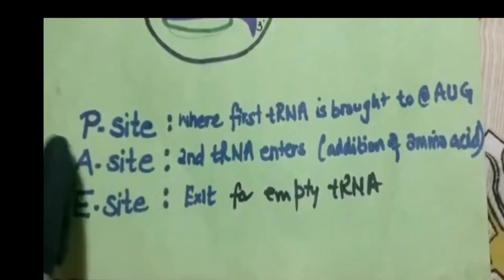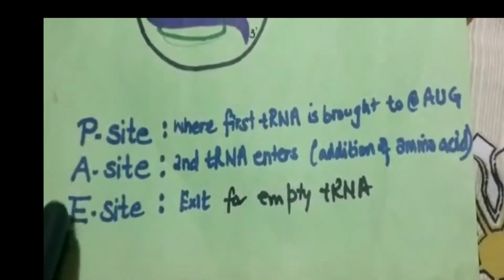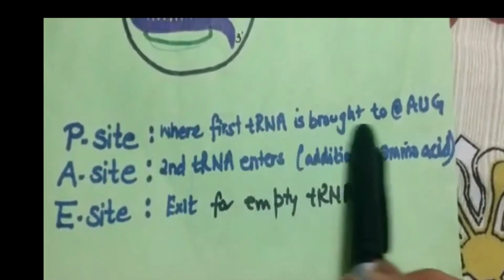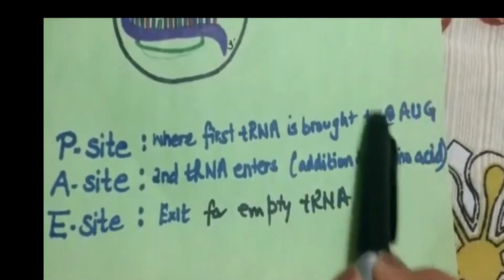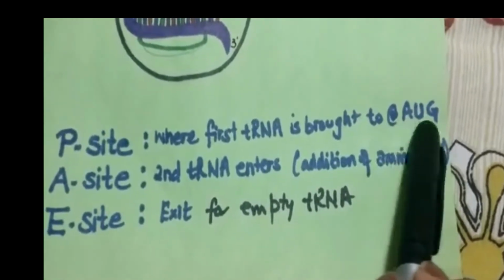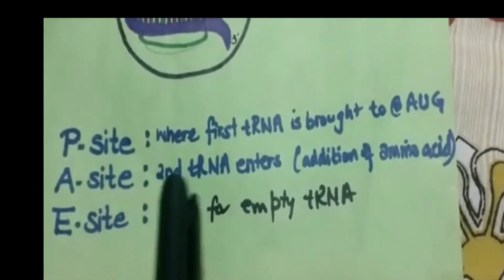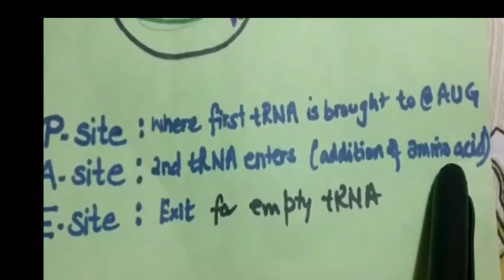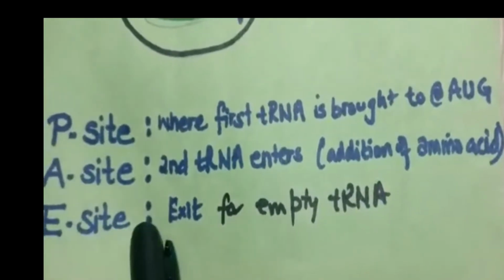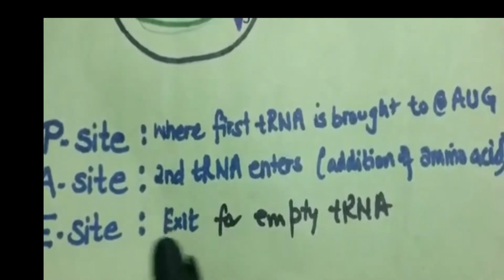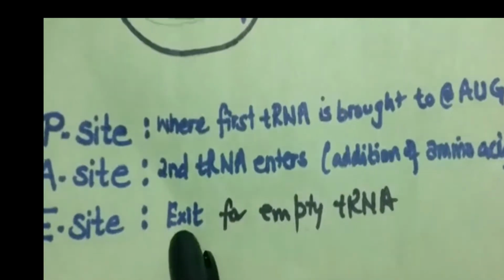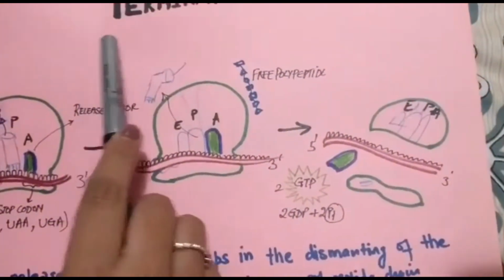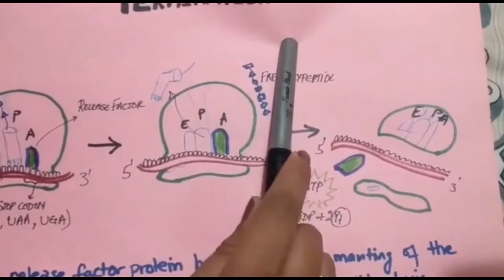In the step of elongation, the 3 sites P, A, and E are very important. The P site is where the first tRNA was brought to at the start codon, AUG. The A site is where the second tRNA entered and the addition of the amino acid occurred. The E site was the exit for the empty tRNA. Elongation leads us to the next step of termination in the process of translation.